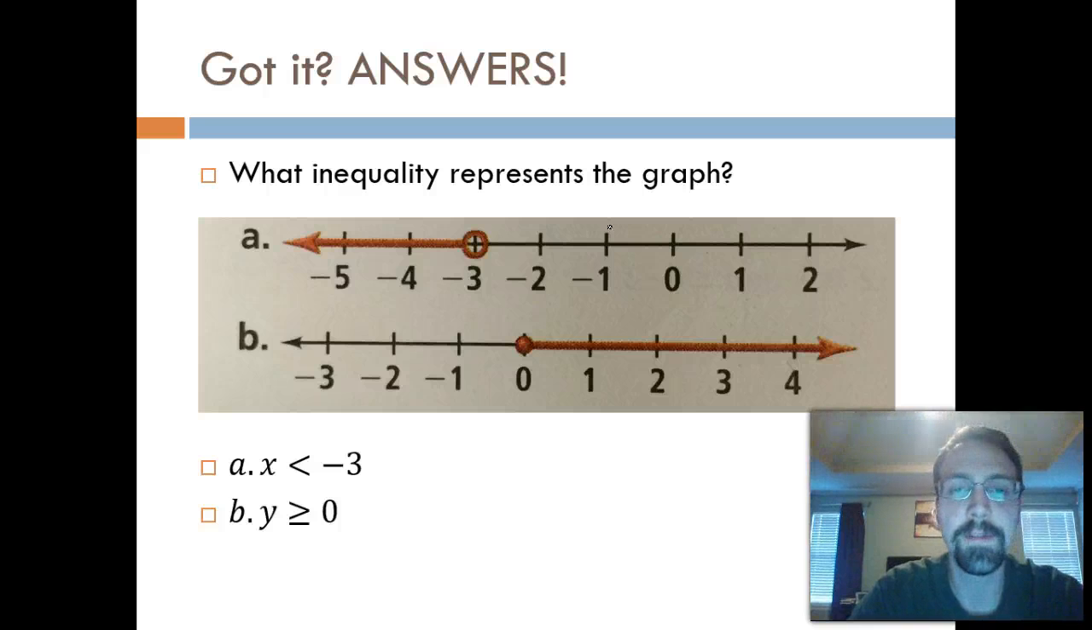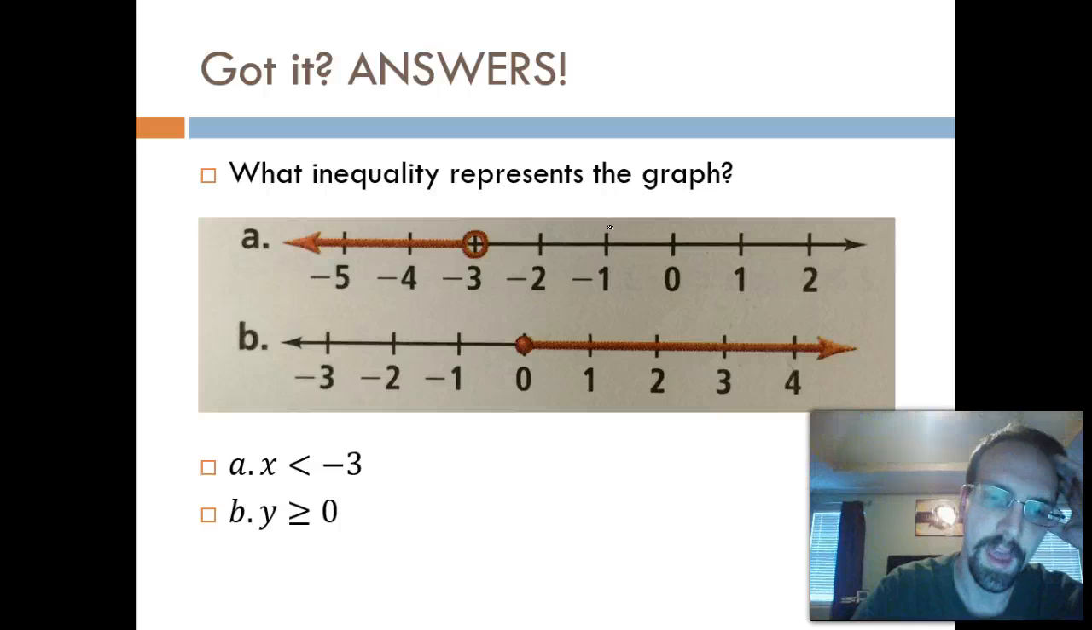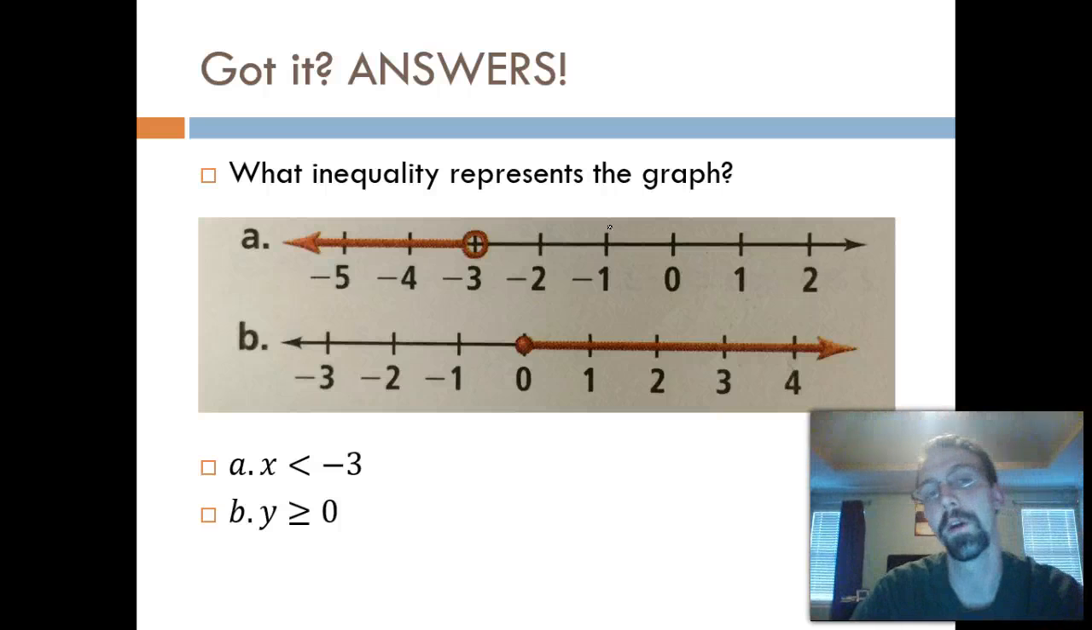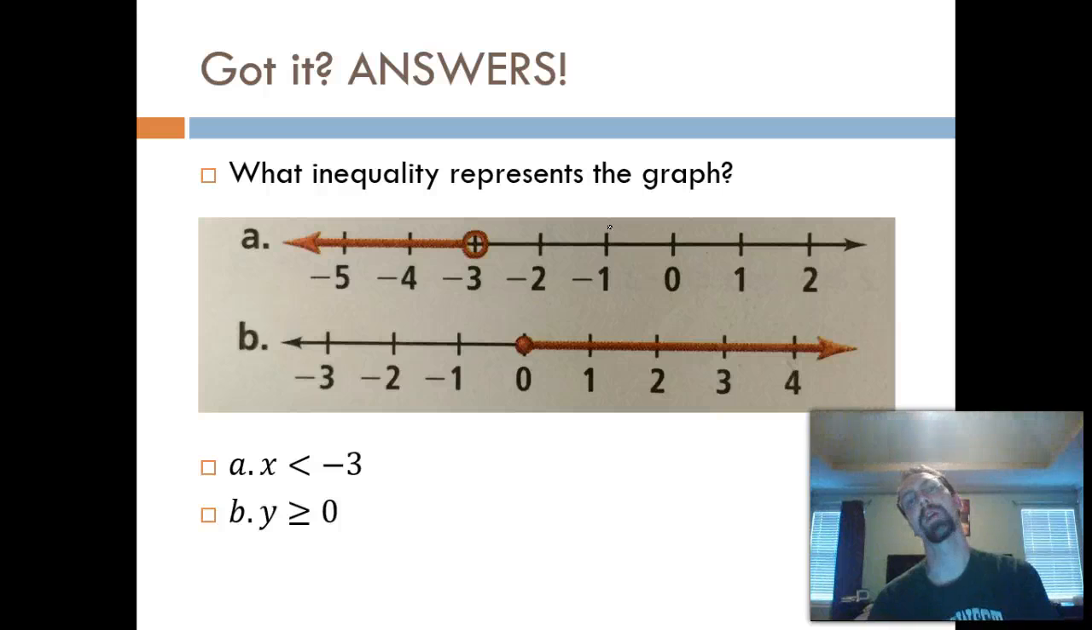So it's less than -3 because it goes to the left of -3. Left is less than. And then it's greater than or equal to 0 because it goes to the right of 0. So hopefully you or your group got that. And that's how you do the next batch in your homework. If you need to, pause the video so you can get these copied down.